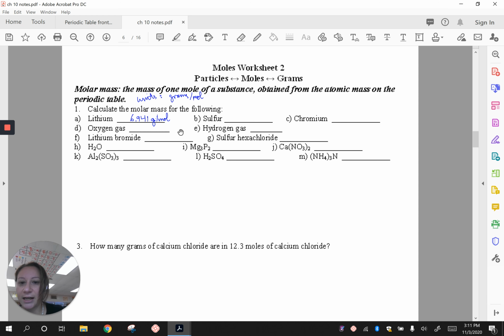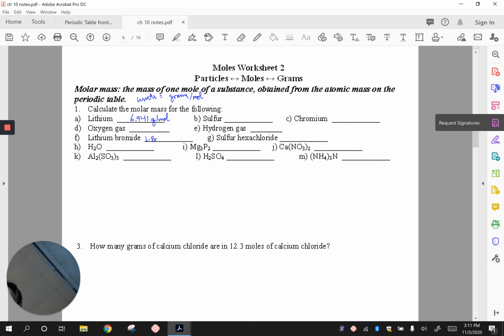Let's look at lithium bromide. Lithium bromide is LiBr. So you add up a lithium and a bromine, so you add the 6.941 grams, and you add the mass of 1 bromine, and you get 86.845 grams per mole.